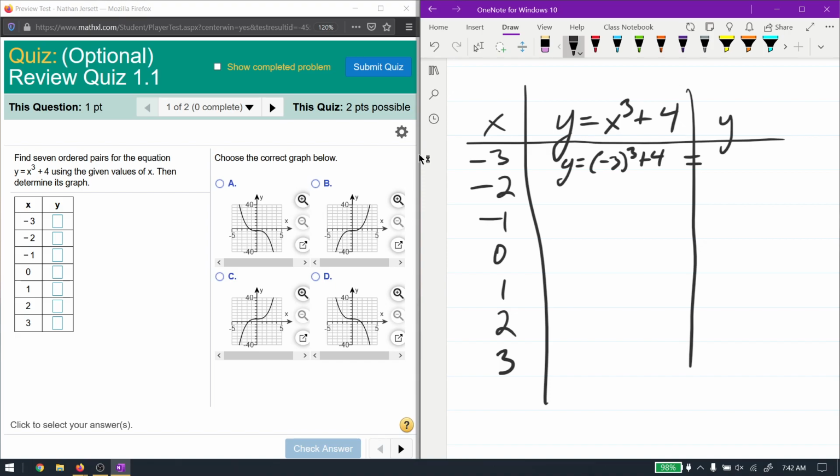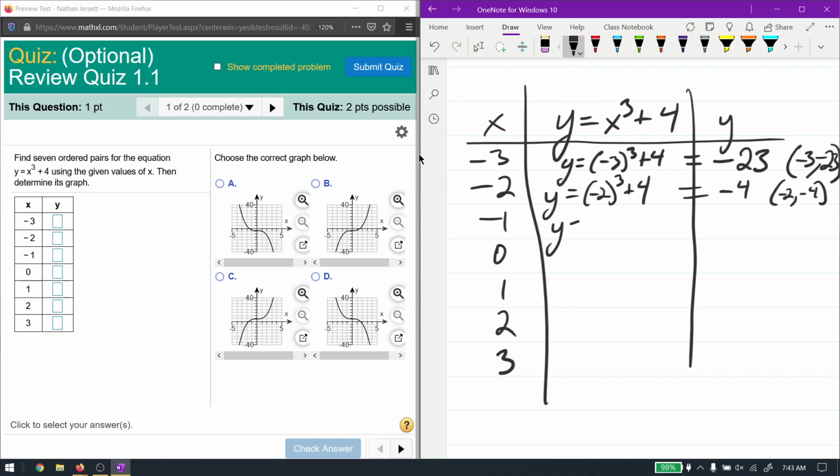-3 cubed is -3 times -3 times -3, or in other words, -27. -27 plus 4 is -23. That's our first point, x coordinate of -3, y coordinate of -23. Okay, our next one is y equals -2 cubed plus 4. -2 cubed is -8, plus 4 is -4. So we have -2, -4.